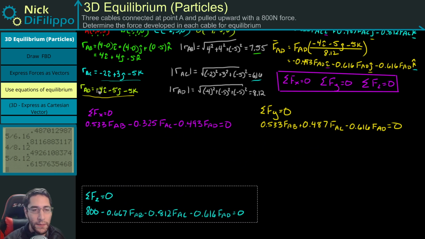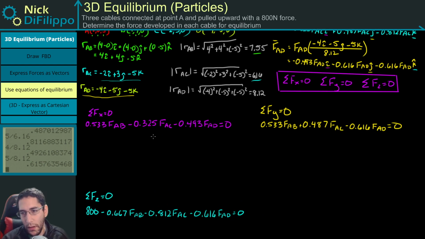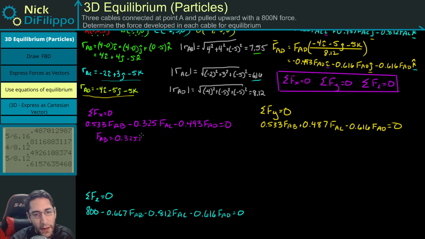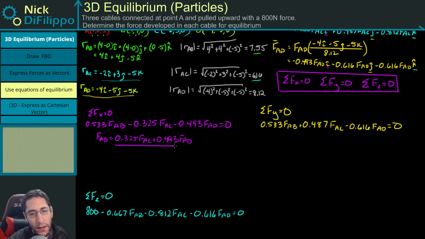And what I need to do is pick some of these variables to solve for. Nothing stands out to me as being amazing to solve for, so I'll just pick this and solve for FAB. When I do that, FAB is going to be equal to 0.325 FAC, I bring it to the other side of the equation, plus 0.493 FAD, and I divide by 0.533. I'll need this equation, so I'm just going to star it, because when I have these two terms, I'll be able to solve for what FAB is.